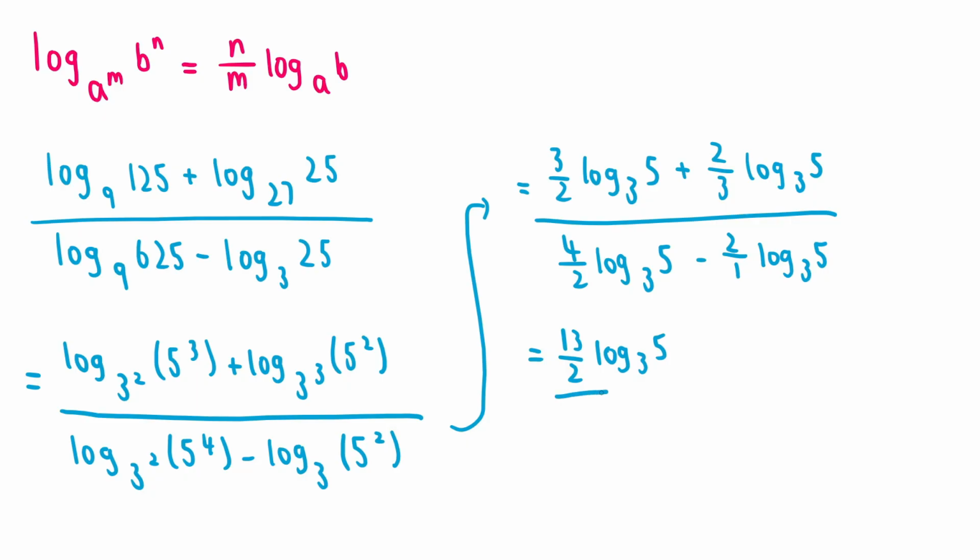And in the denominator, 4 over 2 times log base 3 of 5 minus 2 over 1 times log base 3 of 5 is just equal to log base 3 of 5. The log base 3 of 5 in the numerator cancels out with the log base 3 of 5 in the denominator, so this is just equal to 13 over 2.